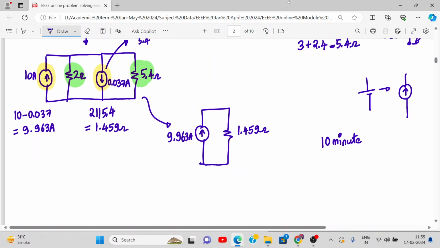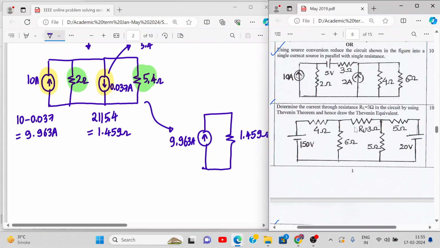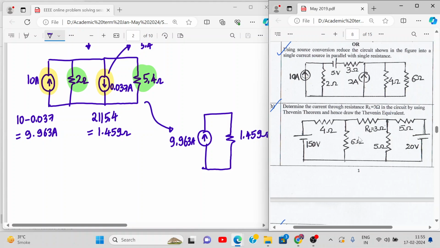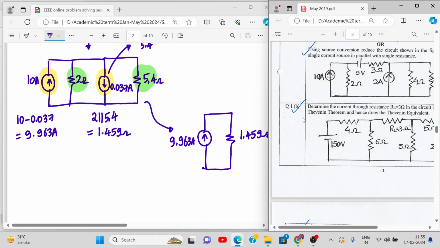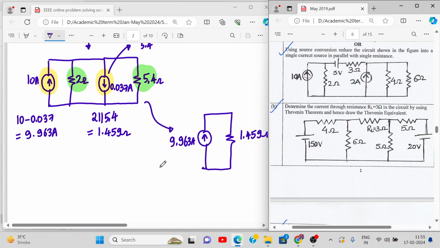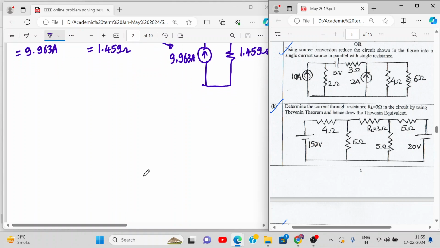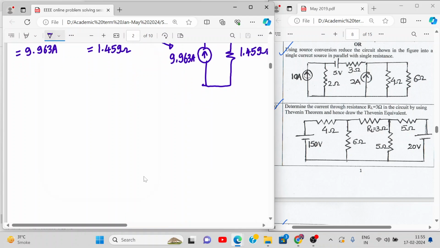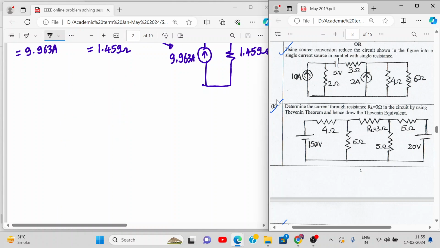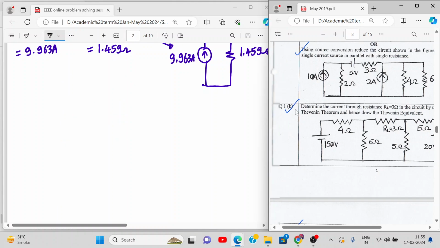Is the pace okay or am I too fast? Yeah, can I go with the same pace? Yes. Alright. Now there is another numerical, 1b. Will everyone complete it, right? Can we go to the next one? This is, I think, 1b. Yeah, 1b.